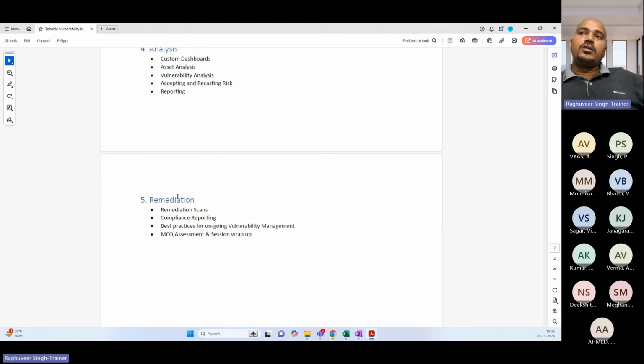And then in the end, we will look at the remediation scans, that how do we automate the vulnerability remediation up to certain extent, compliance reporting, best practices for ongoing vulnerability management. I can also include one more topic here, which is comparing different vulnerability management solutions. So I will also provide you a write-up wherein multiple vulnerability management solutions are compared based on their pros and cons, limitations and capabilities that they bring on the table.